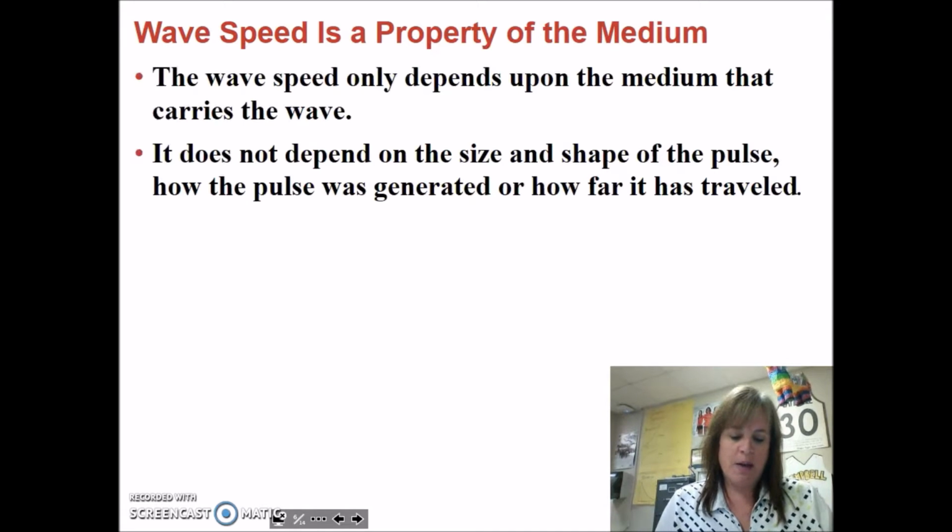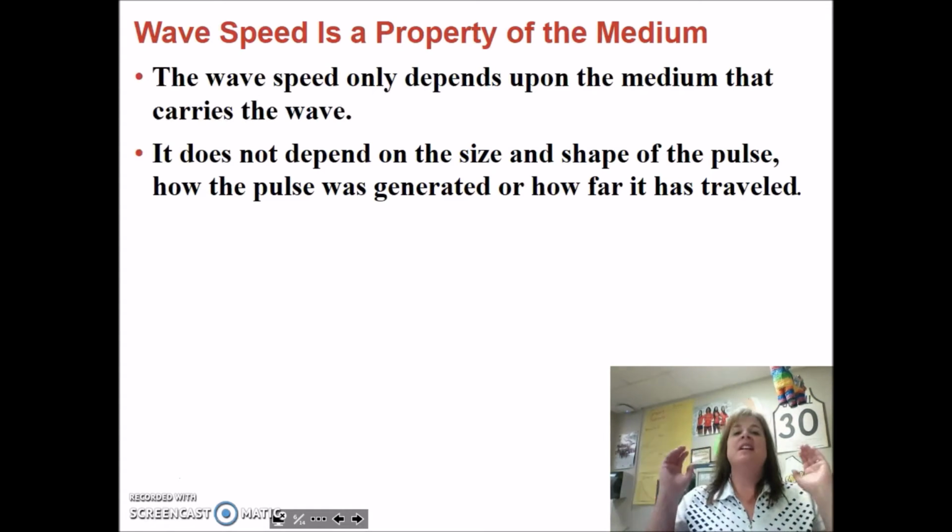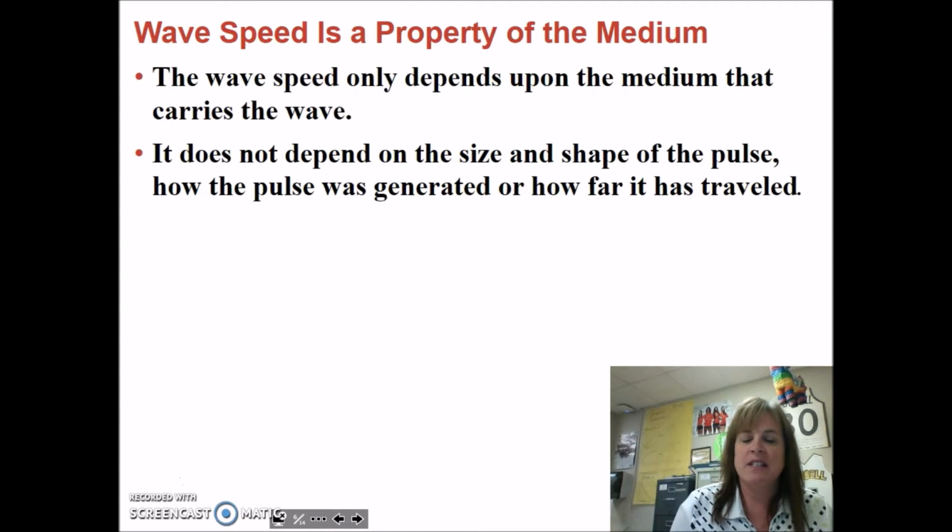Now, the cool thing about wave speed is that it depends only on the medium carrying the wave. It doesn't matter how big the pulse is that you send down, the shape of the wave pulse, how the pulse was generated, or how far it's going, provided there's no friction present. It's dependent on the elasticity of the medium it's in.